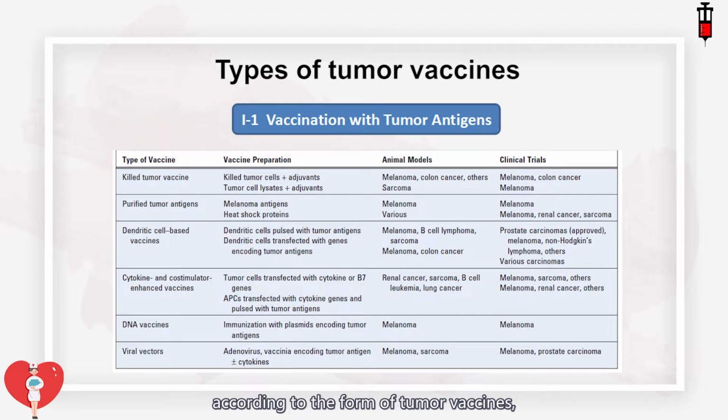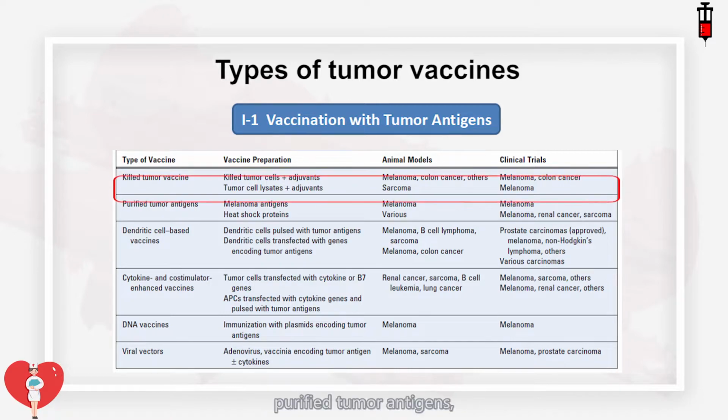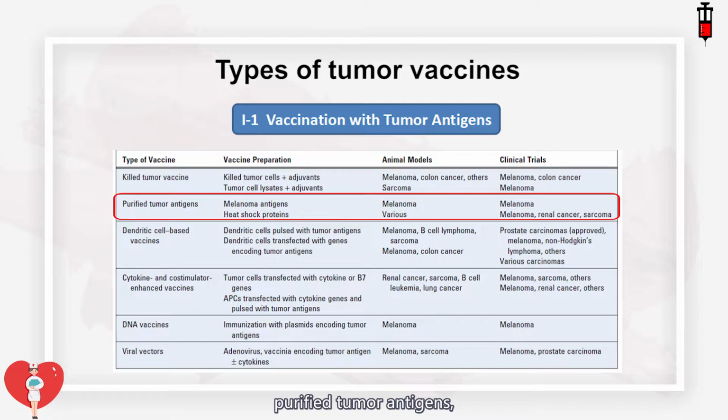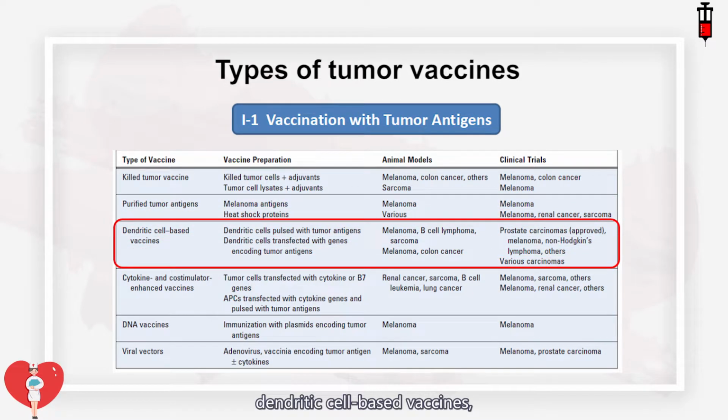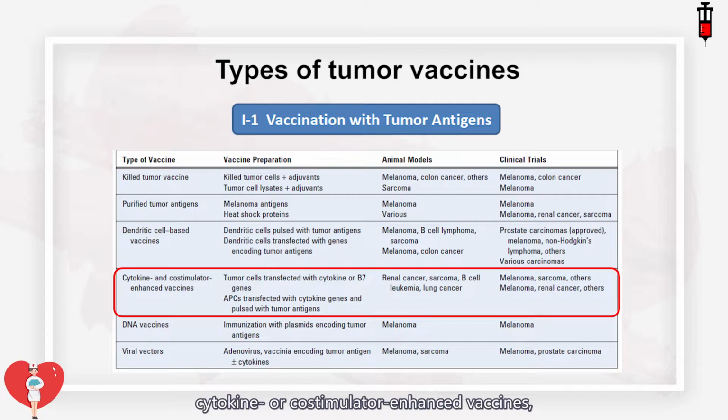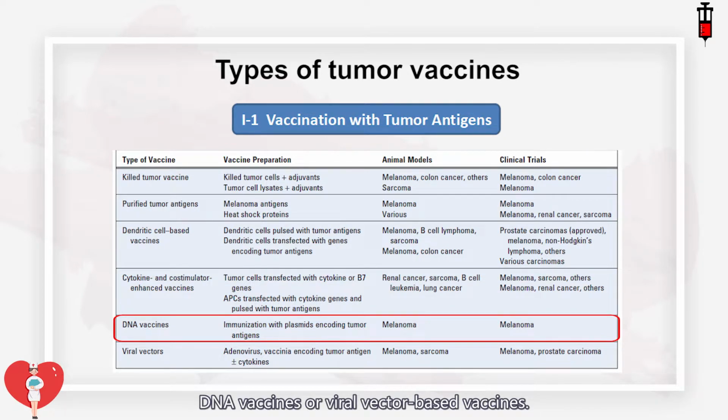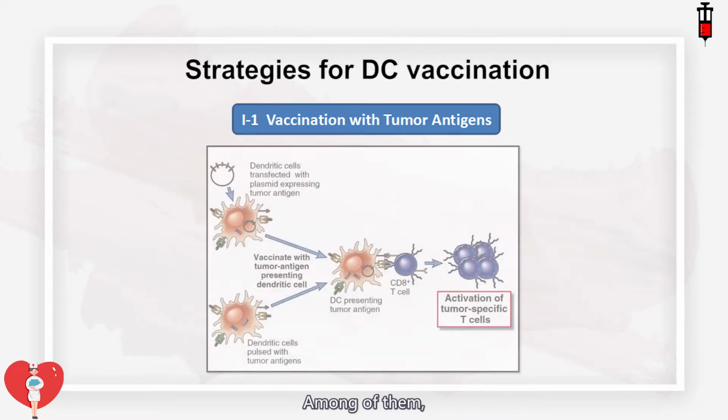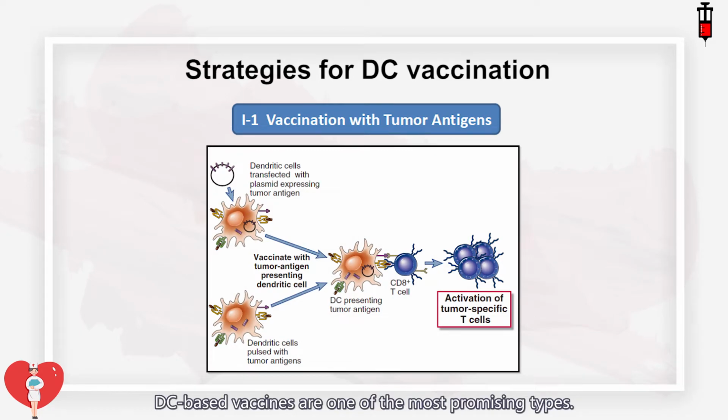According to the form of tumor vaccines, they are classified into several types, including killed tumor vaccines, purified tumor antigens, dendritic cell-based vaccines, cytokine or co-stimulator enhanced vaccines, DNA vaccines, or viral vector-based vaccines. Among them, DC-based vaccines are one of the most promising types.